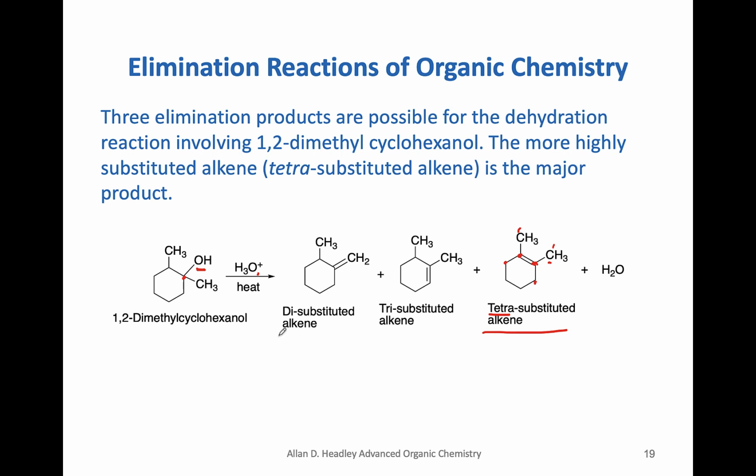Whereas this, as expected, would be the minor product, because this carbon here has no substitution, just hydrogen. This carbon has 1 and 2. It's a di-substituted alkene.